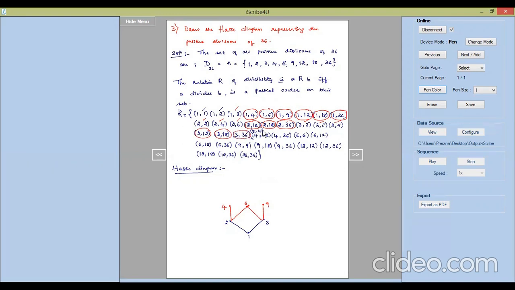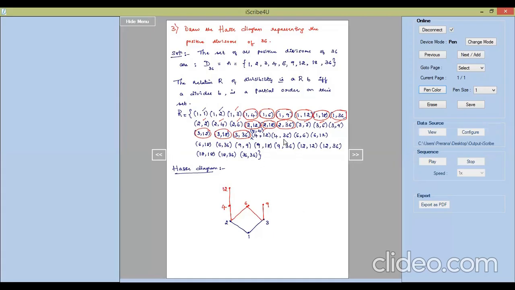The next is 4, 4. 4, 4 is a loop which is obvious. So we will not show it explicitly. Then we have 4, 12. Yes, I have to draw an edge from 4 to 12. So 4 to 12 we will draw an edge. This represents the edge from 4 to 12. Okay. Right. So 4 to 12 I have drawn an edge.